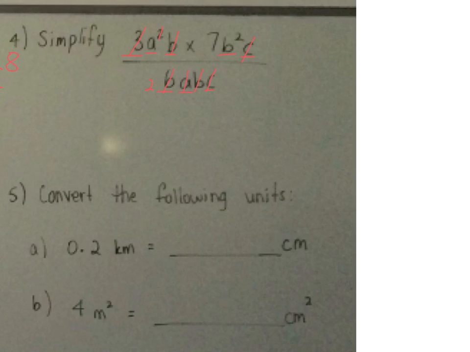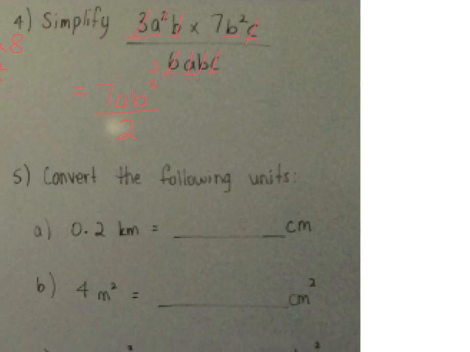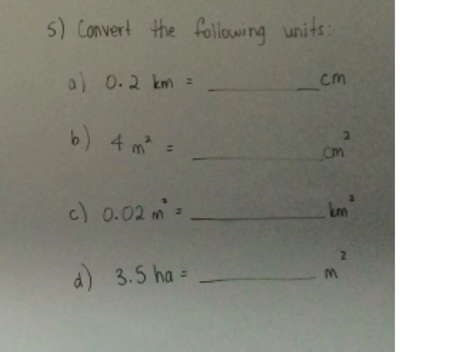Once I have cancelled as much as I can, now go ahead and complete my answer by fixing up the top and collecting all the terms, leaving me with a 7, 1A, 2 B's and no C's remaining, and on the bottom I'll be left with just a 2 as everything else has cancelled. The final question was asking us to look at converting units of area.